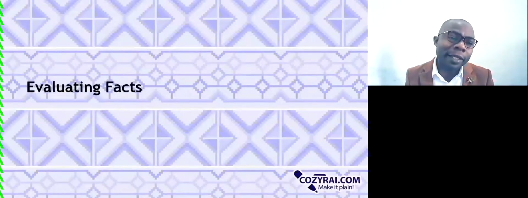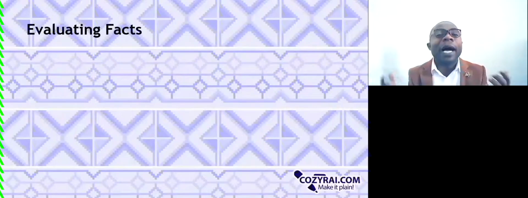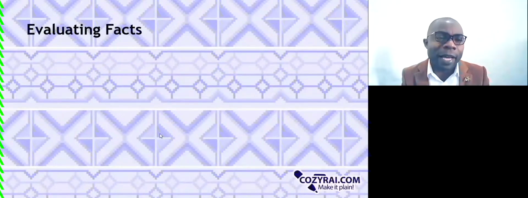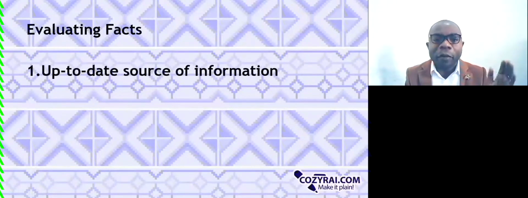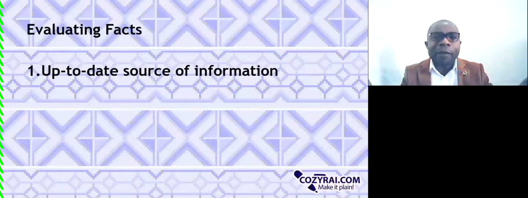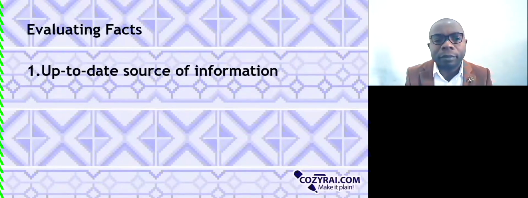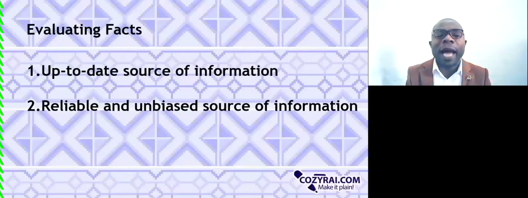Then, if that is the case, how do we evaluate or examine or critically analyze facts? We do that by making sure that the information we have, the source of information, is up to date, is accurate. It is the most current form. And then it has to be reliable and unbiased. The source of information should be reliable and unbiased.